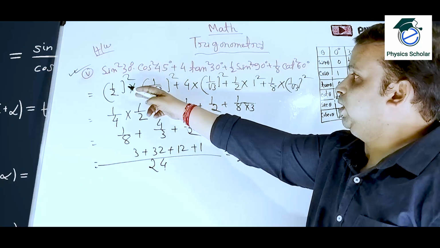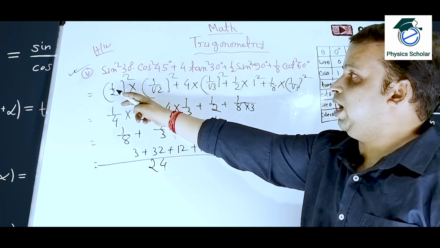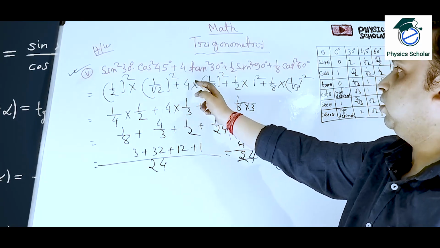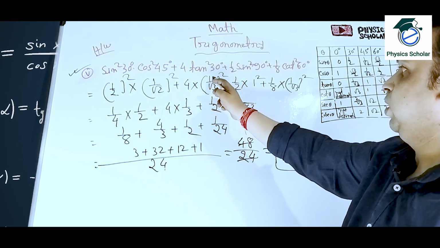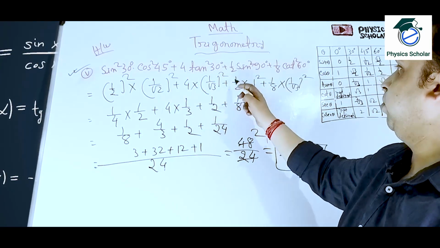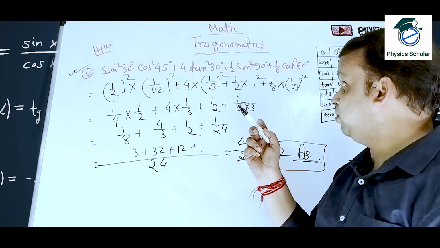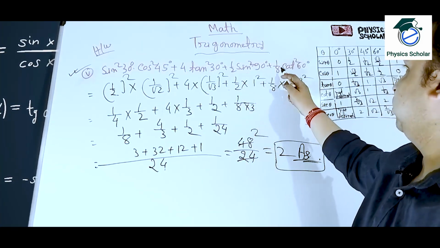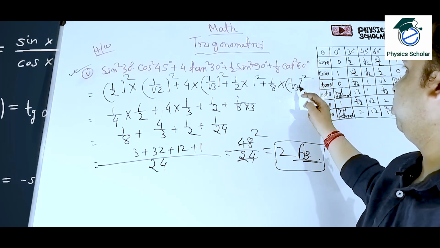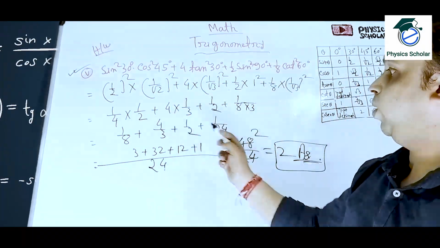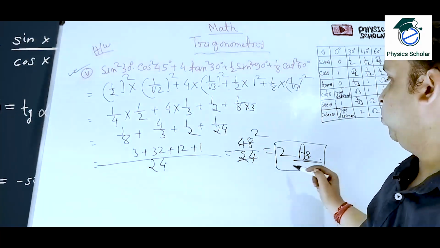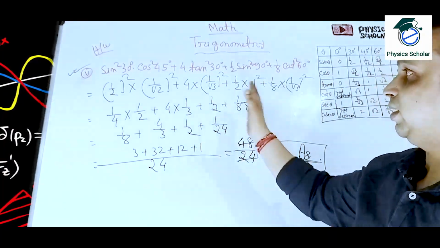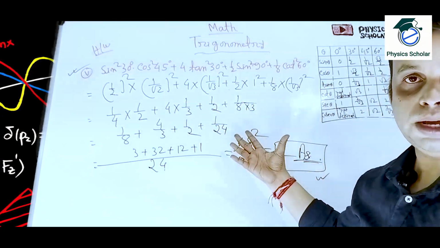So I am putting the values. Sine 30 means half. So half square into cos 45, 1 by root 2, 1 by root 2 square plus 4 tan square 30 means 1 by root 3 whole square into 4 plus half into sine 90 means 1. So 1 square, cos 90 means 0, sin 90 means 1 plus 1 by 8 into cot 60 degree means 1 by root 3 whole square. Clear? Now only that simple calculation and we are getting the answer 2. So that will be your answer. Hope you can understand, you can do this sum if this type of sums comes in the examination.